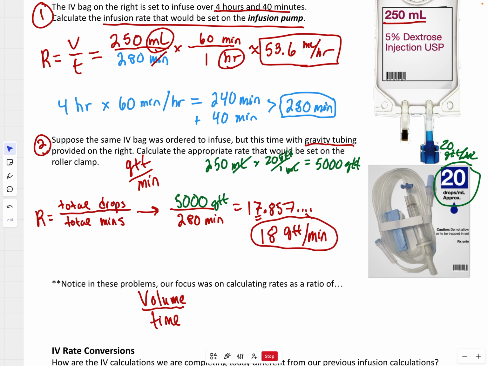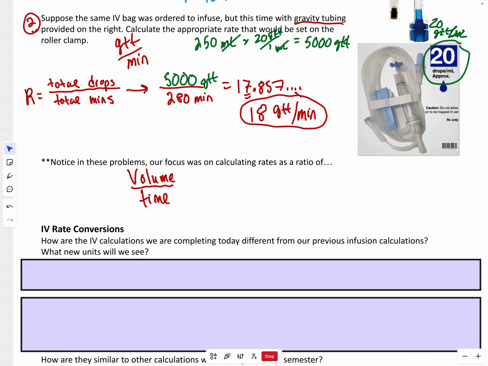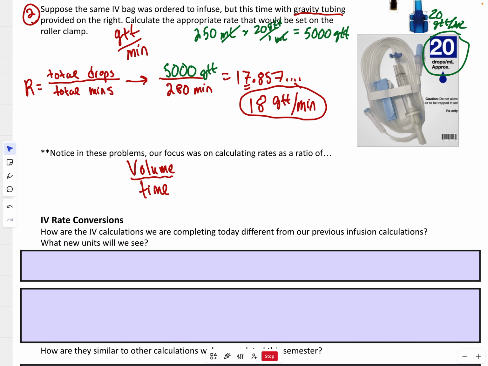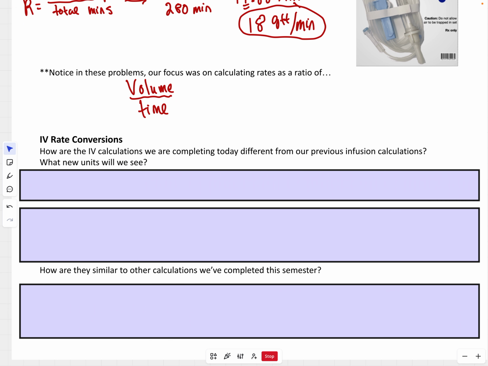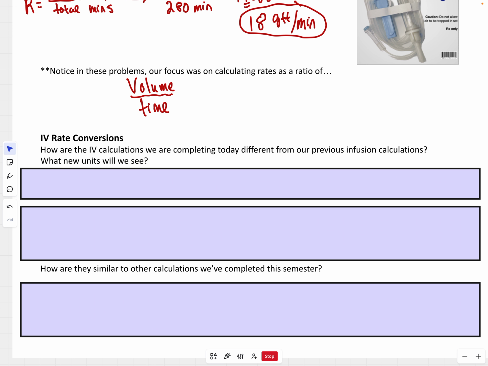And what I mean by that is we need to not just focus on the volume, but also what is in the bag, the concentration of the bag. So if we scroll down here with our notes, how are the IV calculations that we're about to see in the videos here going to be different than our previous infusion calculations?